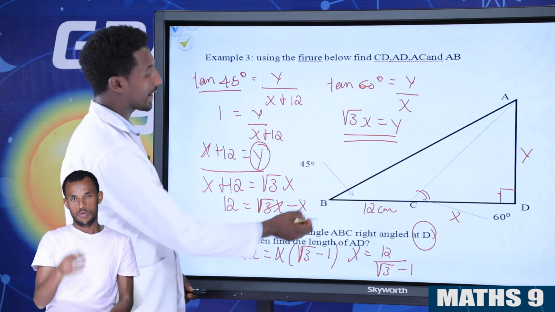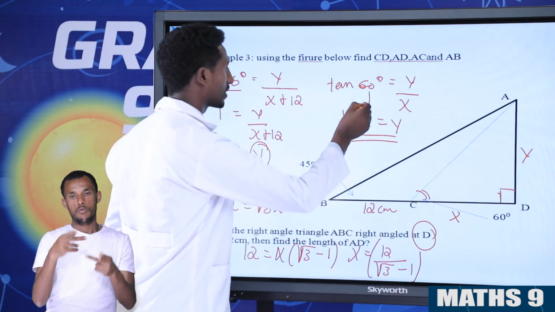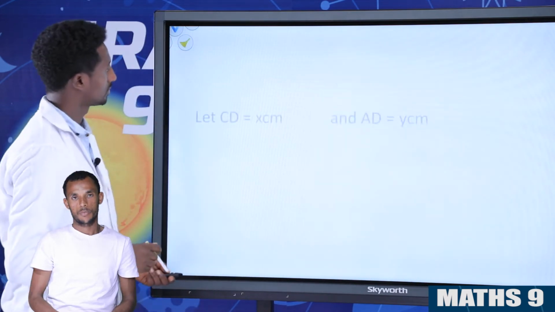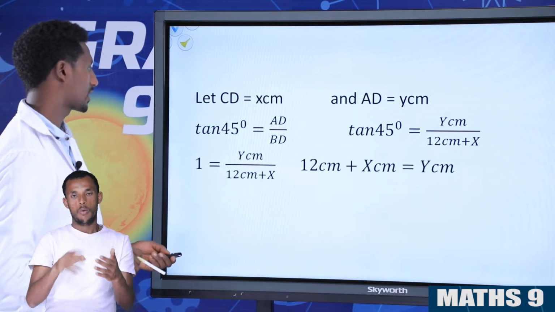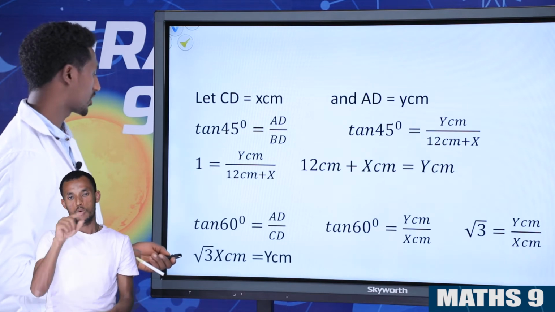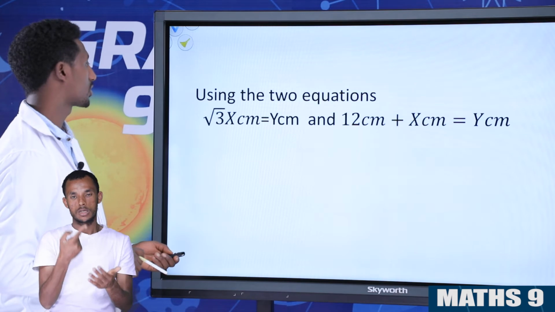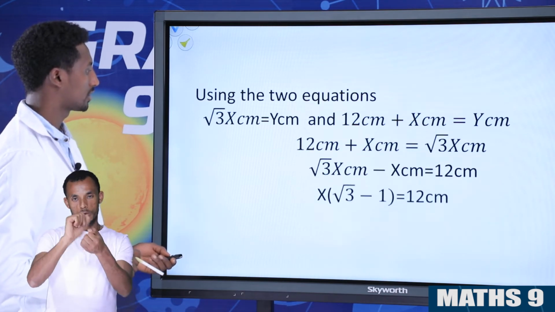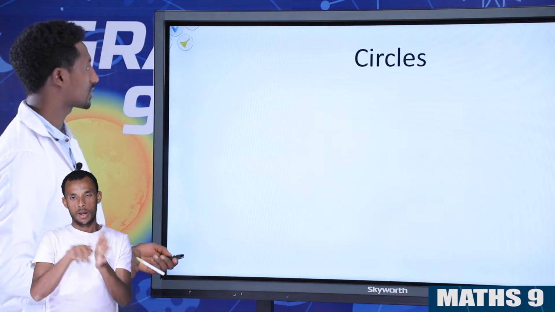Then to find y, we can substitute this value directly in place of x here. So these are the values that we have computed above, and you can repeat this procedure again. Using the above two equations, the value of x and y is solved in this form. X is 12 over the square root of 3 minus 1 centimeter.